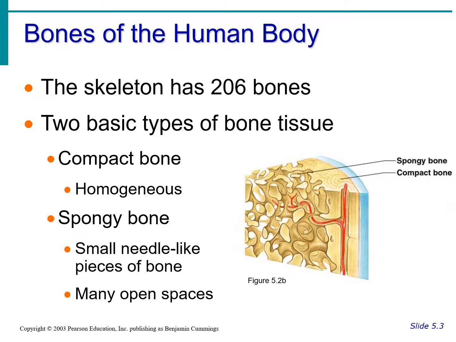There are two basic types of bone tissue. Compact bone, which is homogeneous, which means the same throughout, and they're the little circular areas on the outside of the diagram. Spongy bone are needle-like pieces of bone that have sharp edges, but there's openings within the bone so that blood vessels and nerves can travel through them.